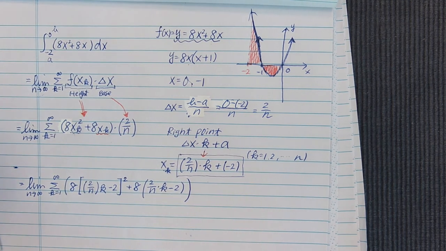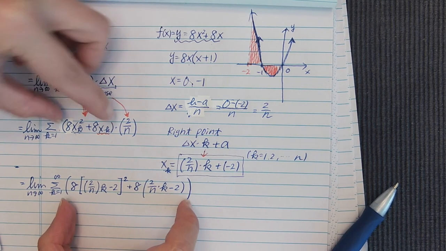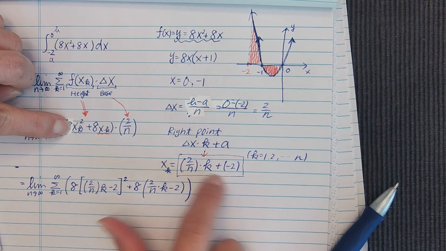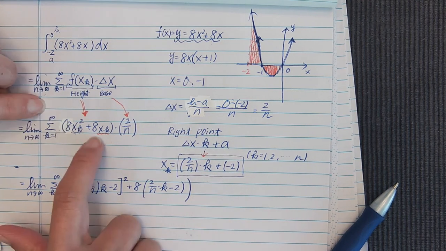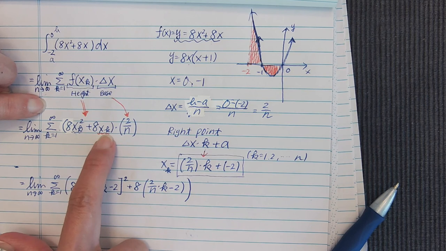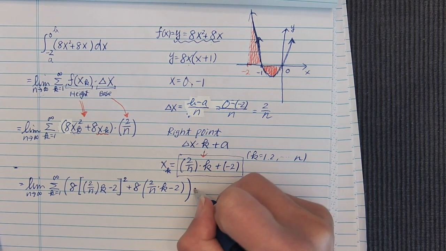So that's what this part means. This part becomes the one. Because I plug in the x of k, which is that guy. Plug in here. That's why the square is happening. The 8, plug in here. Then make sure delta x is 2 over n.